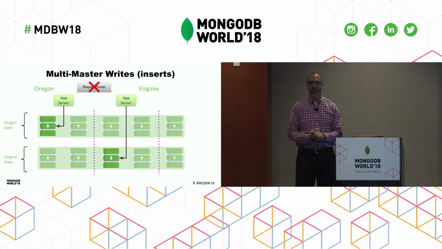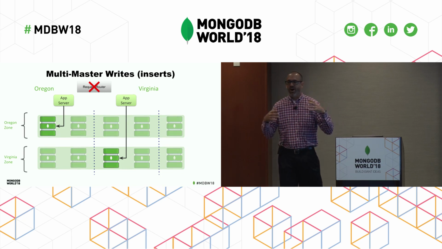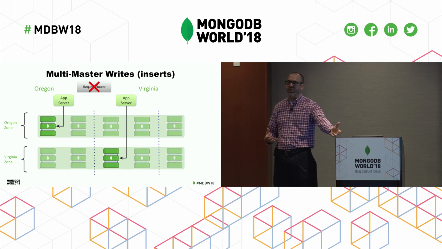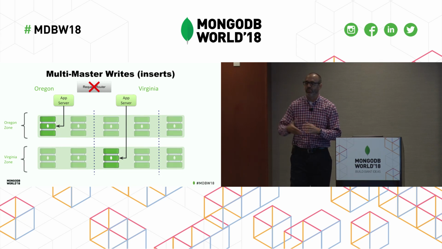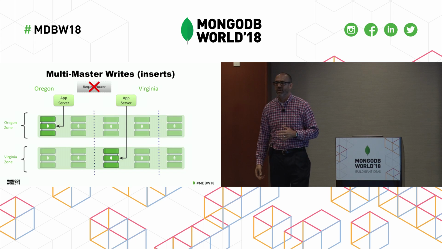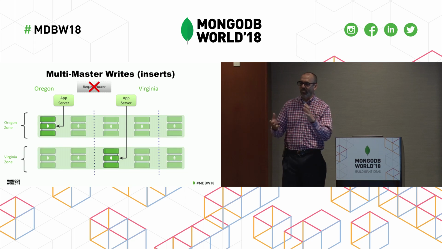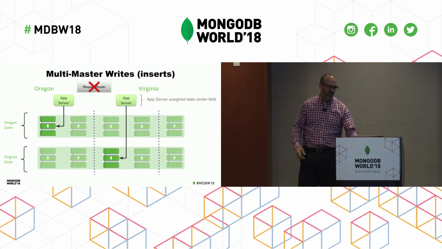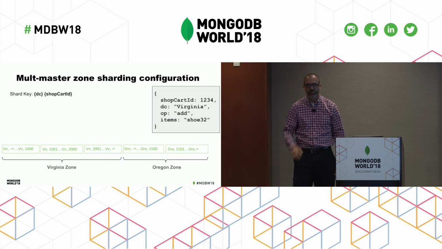If you think about the shopping cart example, my shopping cart will have changes. Some of those changes will be in the Oregon zone, and some of those changes will be in the Virginia zone. And when I want to understand what my shopping cart looks like right now, I'm going to have to do a query across multiple zones. So let's talk about how we implement that.